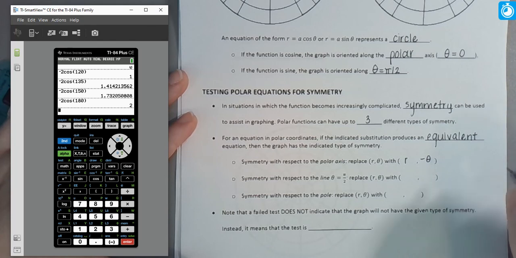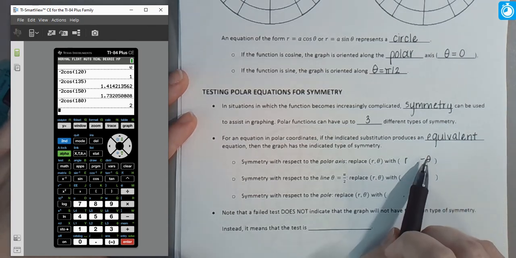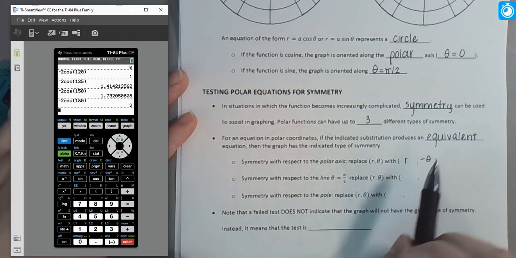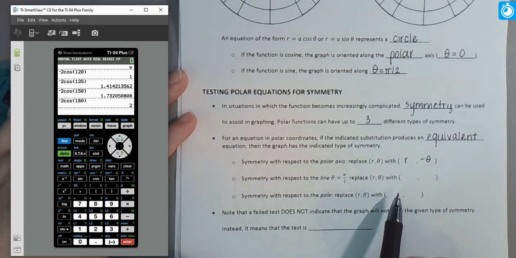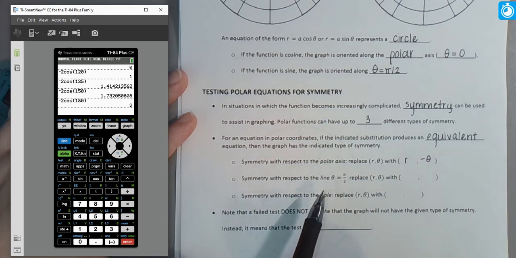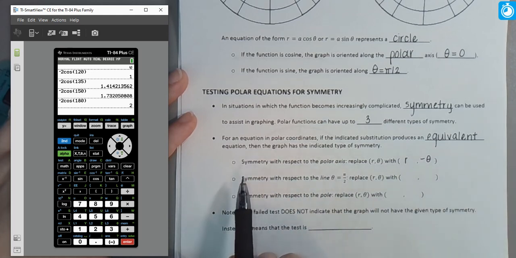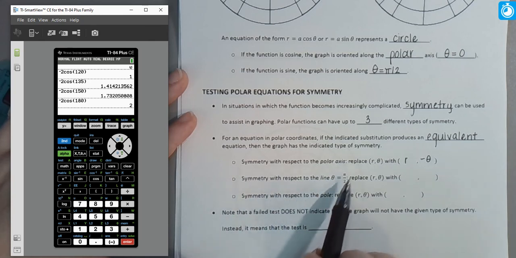So if we can take our equation, substitute in a negative theta, and simplify the equation in such a way that the simplification is exactly the same as the original equation, then that's an indication that we have this type of symmetry. Now, another type of symmetry is with respect to the line.